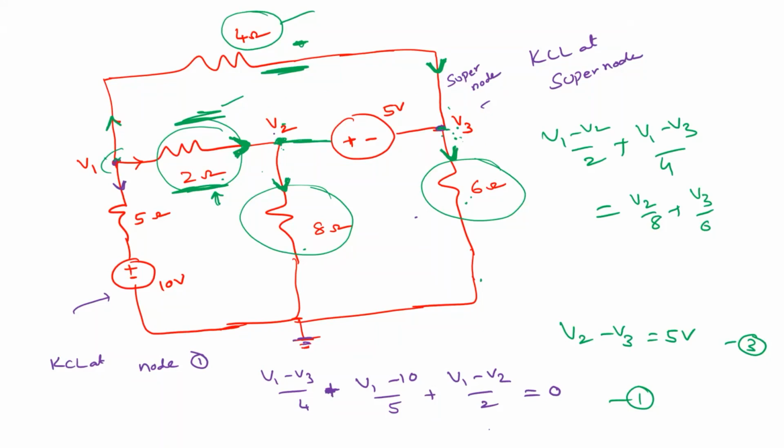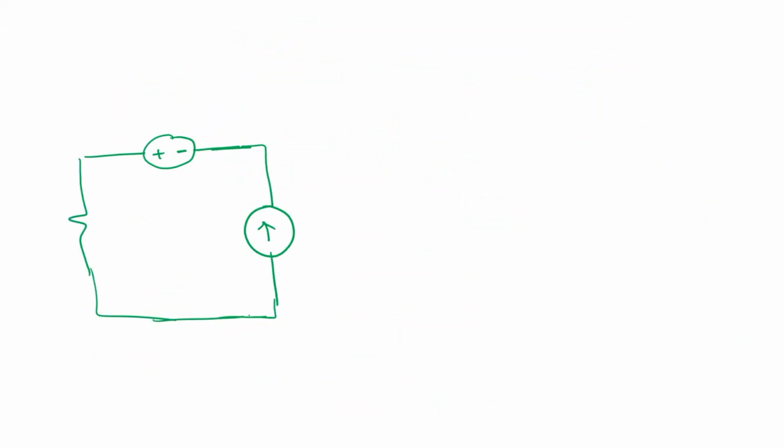Is it clear? Yes, sir. Okay. Next we will move to another problem. I will give you one example problem. In mesh analysis, when you have a current source which is common, we apply a super mesh. In this, when you have a voltage source which is common, we apply a super node.